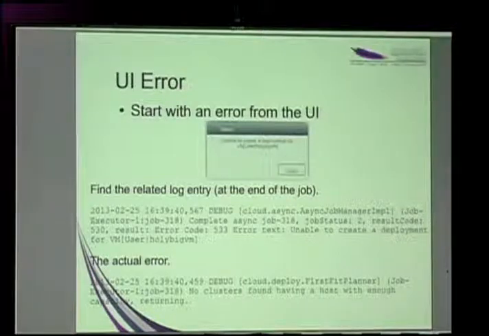It gives you an error message, so you find the error message and then you scroll up immediately. You stop looking below the error message and look up. Just ignore the avoid set errors you get and scroll up, and you can see no clusters found having a host with enough capacity. So the real question is why is that flagged at debug level rather than error? I don't know.